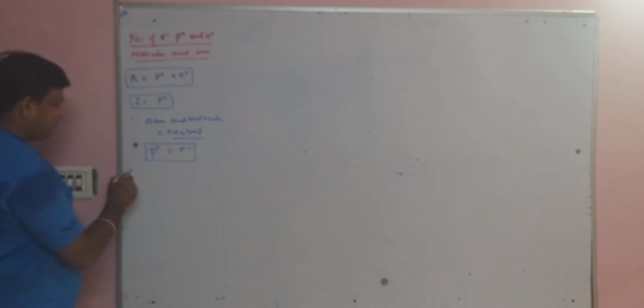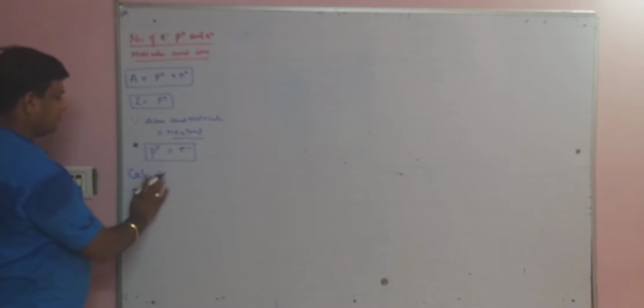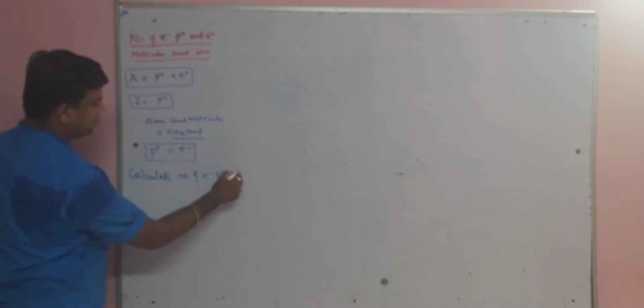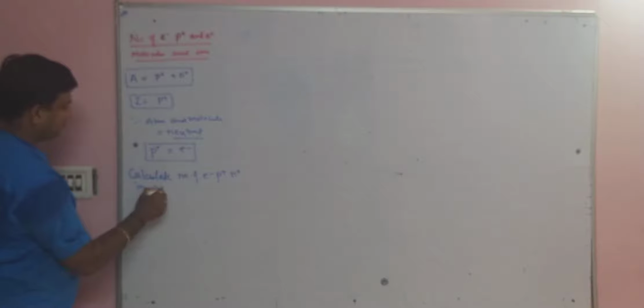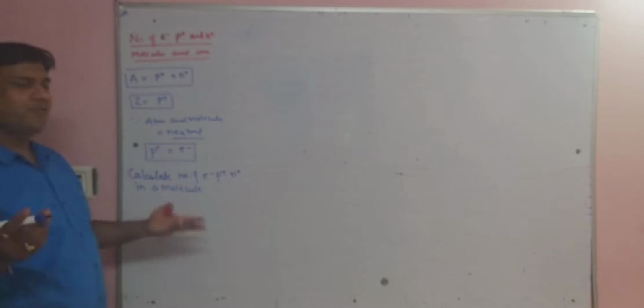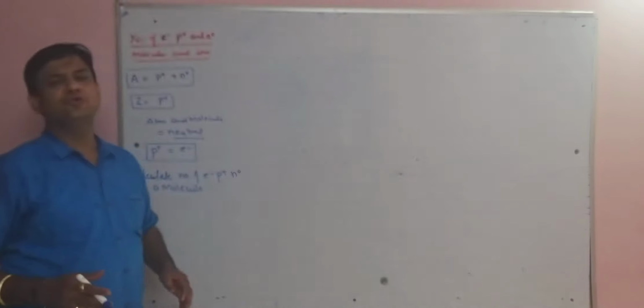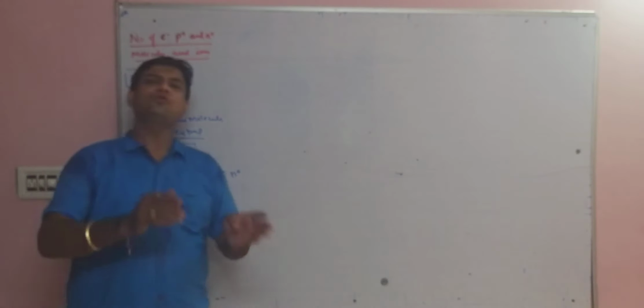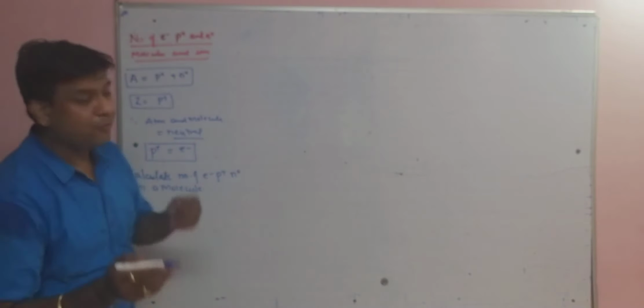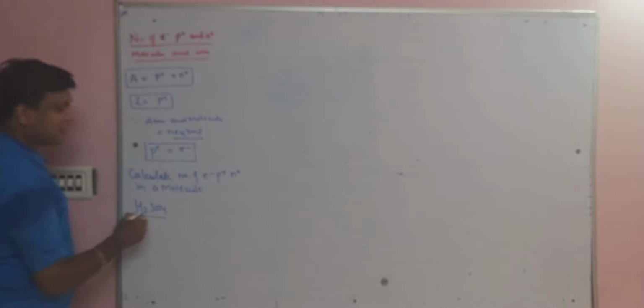Now, calculate the number of electrons, protons and neutrons in a molecule. If a molecule is given, what does it mean? It means a group of atoms is given. So what you have to do is calculate the electrons, protons and neutrons in all the atoms given in the molecule and add them. For example, if we consider H2SO4, sulfuric acid.